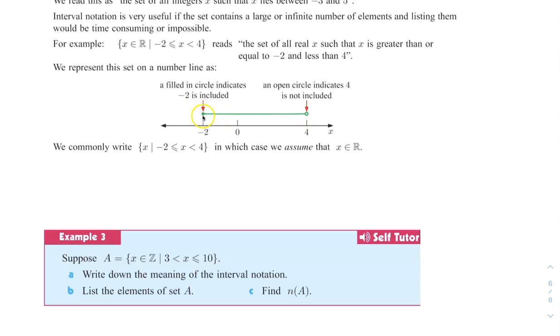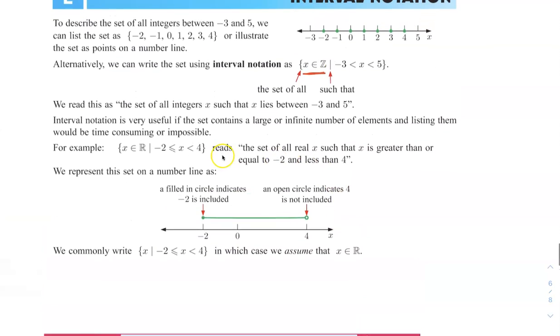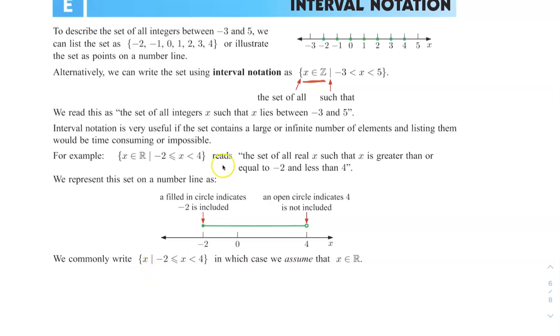Notice how -2 is a closed circle, so we put a line under the sign because that means we can be -2. It's included. And then 4 here is an open circle, so we can't be 4, so we put a normal less than sign, no equal to value there. So we're saying x such that x is between -2 and 4. And also notice here they don't put the real numbers, because anytime we see an x by itself, we just assume it's a real number. When you see something like an integer, that means it's going to be all the nice numbers.